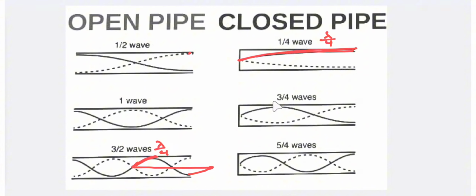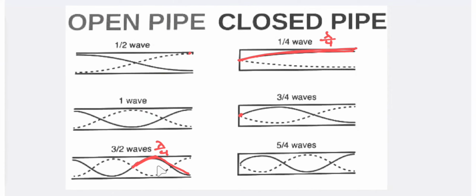So lambda by 4, with a node at the closed end and an antinode at the open end. Then the next wave formed is 3 lambda by 4, that is this much wave is covered.